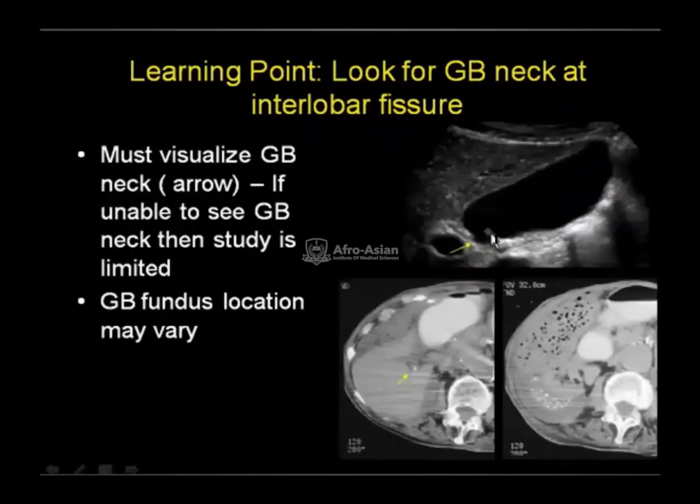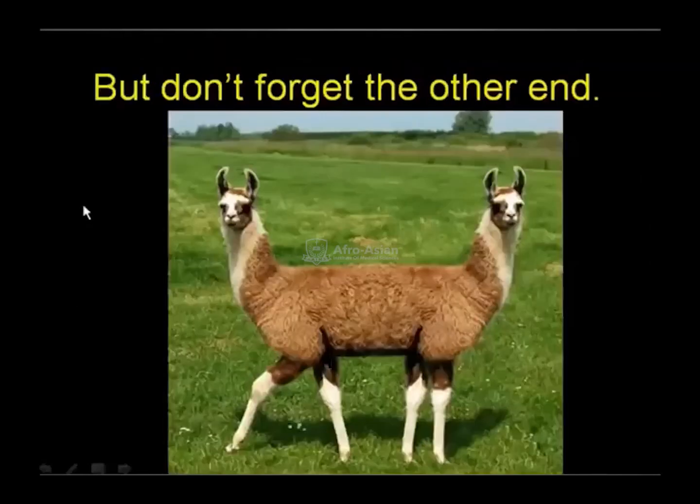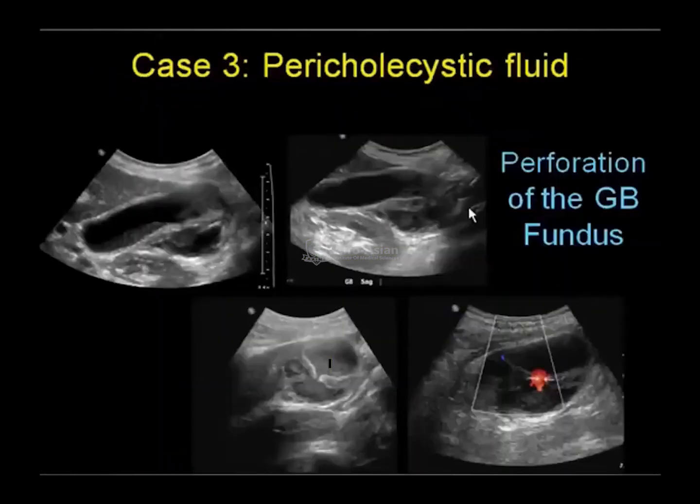Sometimes you can get junctional folds, and sometimes you can have interlobar fissures. But don't forget the other end. We have to look at both sides. We have to look for pathologies. Keep in mind different things.